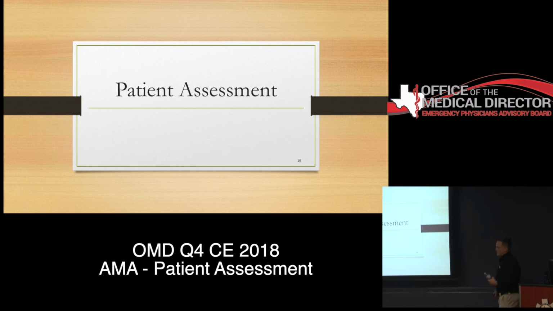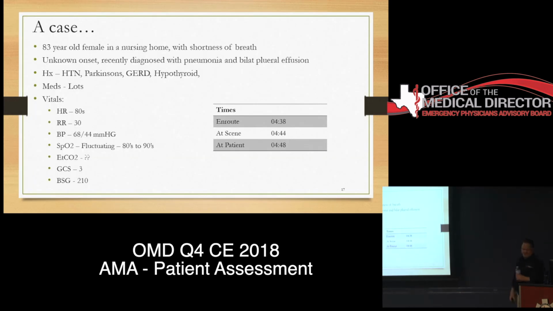So really we have an entire protocol that's only there because of one line in it. And we'll talk about that in the context of a case. This is fairly recent, last couple months. An 83-year-old female in a nursing home with shortness of breath. We've got a typical nursing home report. We don't know how long it's been going on or when it started.